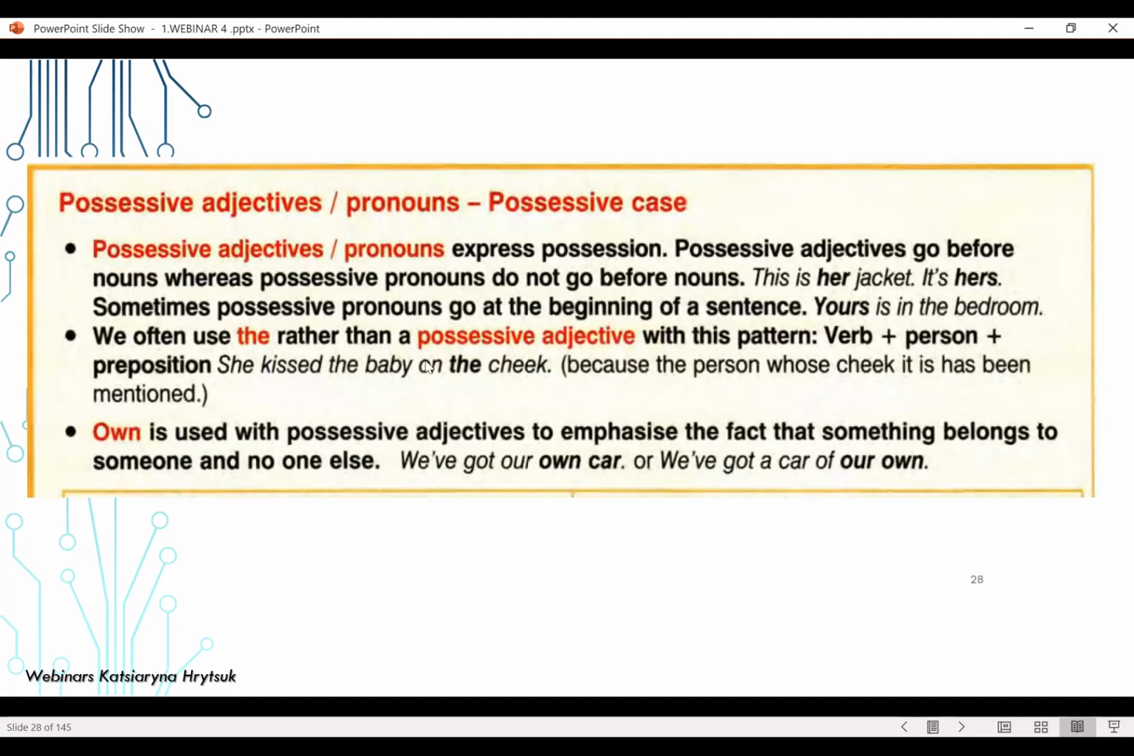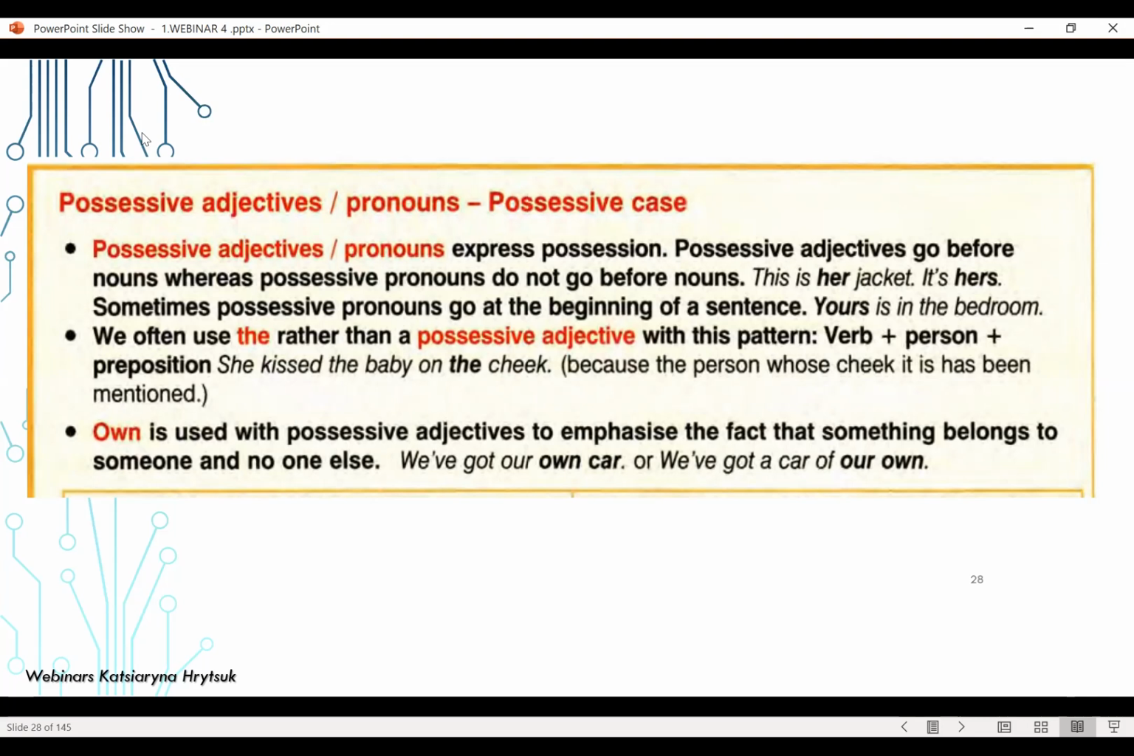Sometimes possessive pronouns go at the beginning of the sentence, and students are usually confused because you know that it should be at the end. No. Not only, it can be at the beginning of the sentence. Yours is in the bedroom. So for example, jacket, you can use it at the beginning or at the end. It doesn't matter. The most important thing is that after them we don't use a noun.